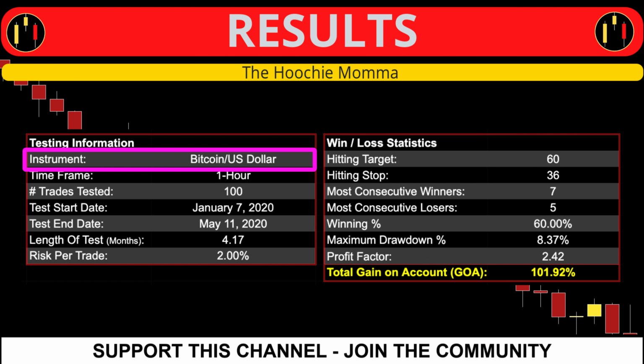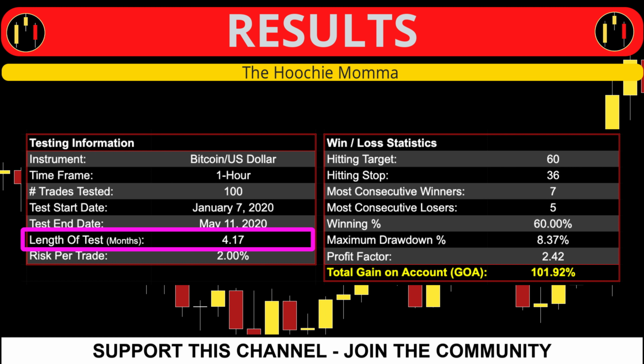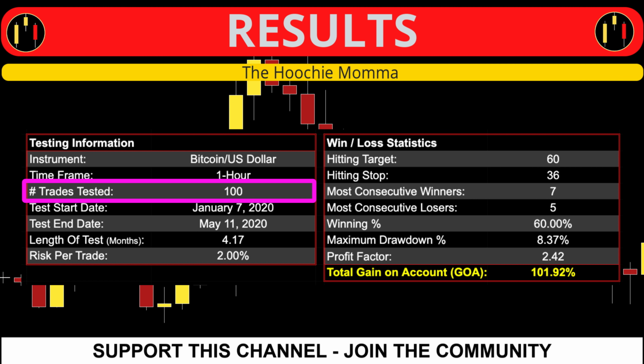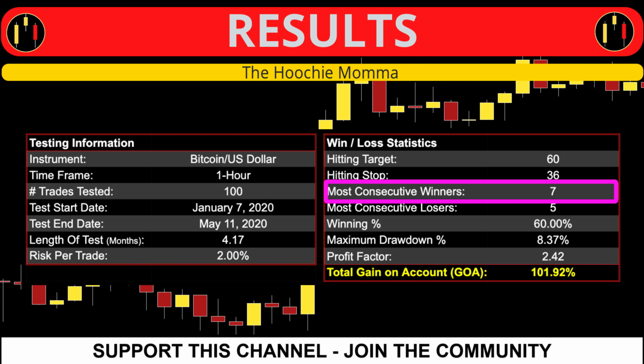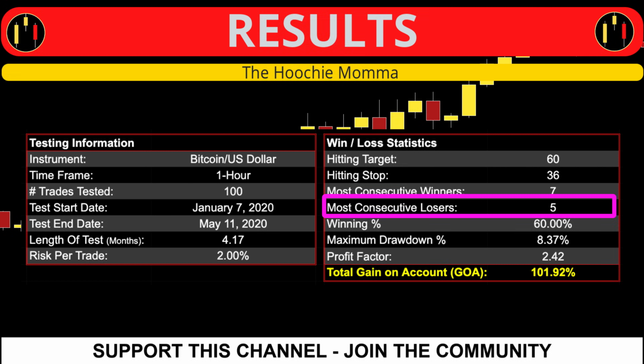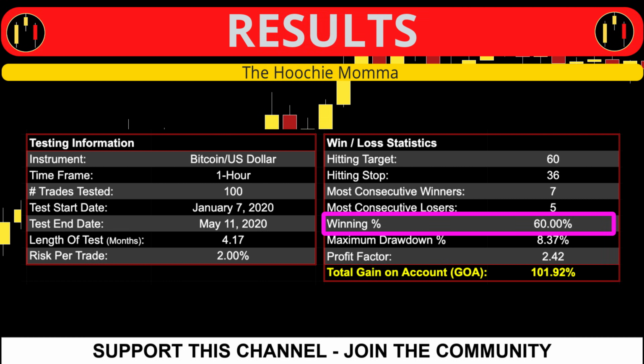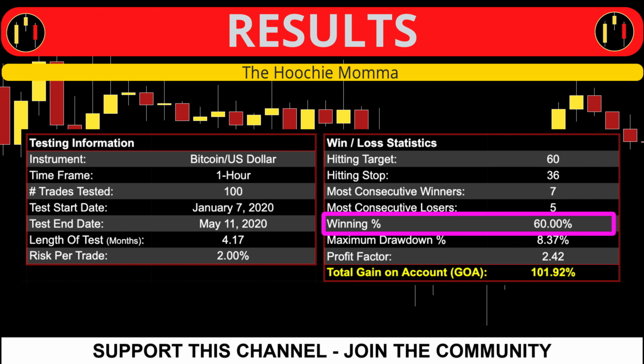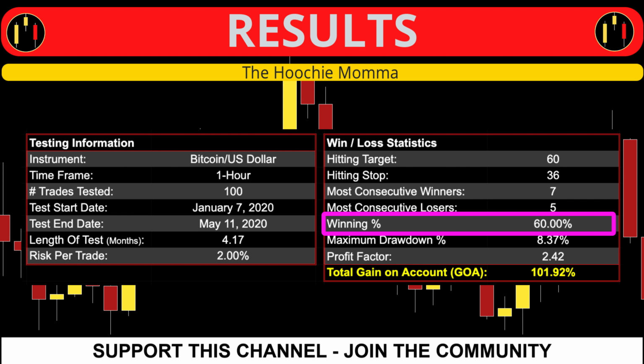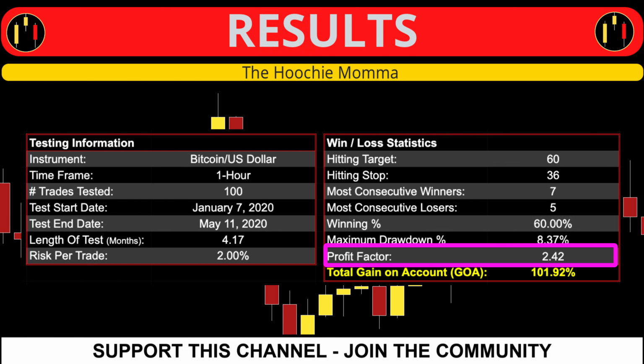This test was done on Bitcoin versus the US dollar. It took just over 4 months to find the 100 setups. Most consecutive winners came in at 7, and there were 5 losing trades in a row. The win rate came in at 60% using the dynamic take profit method, and that was accompanied by a very nice profit factor of 2.42.